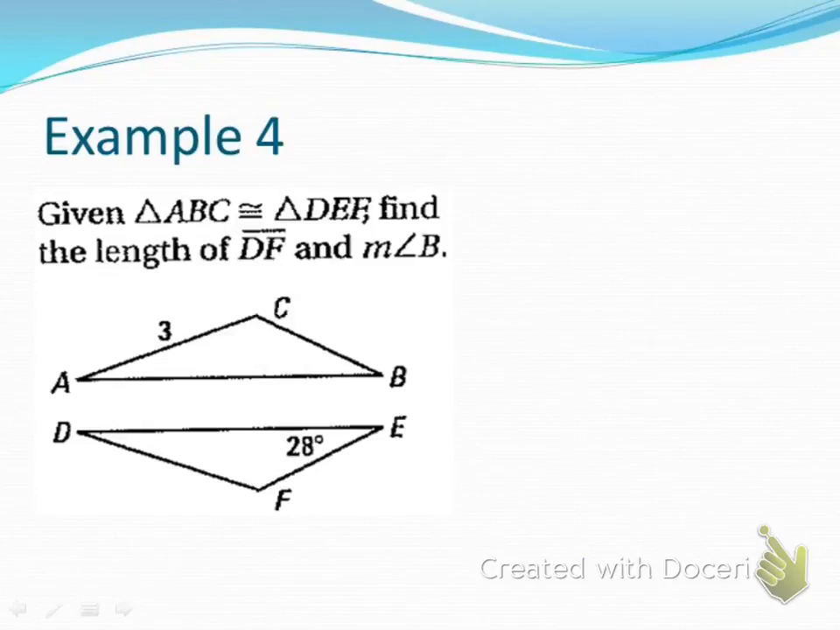All right, last example of the day. The directions tell me that triangle ABC is congruent to triangle DEF, and I'm supposed to find the length of DF and the measure of angle B. So let's do DF first. DF is this guy down here. It looks like if you take this triangle and you just flip it up, that'll give you the triangle ABC. So which side's going to match up with DF? AC, good. And what's the length of AC? 3. Wonderful.